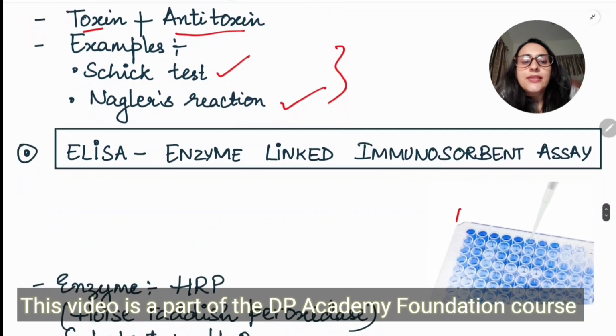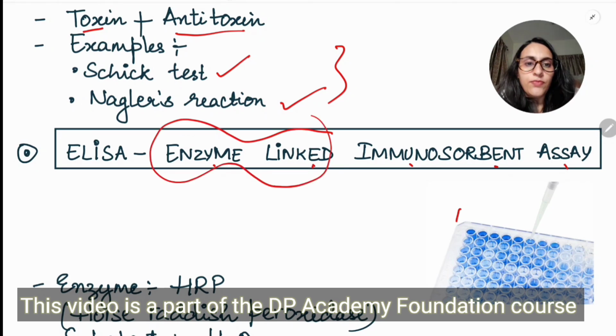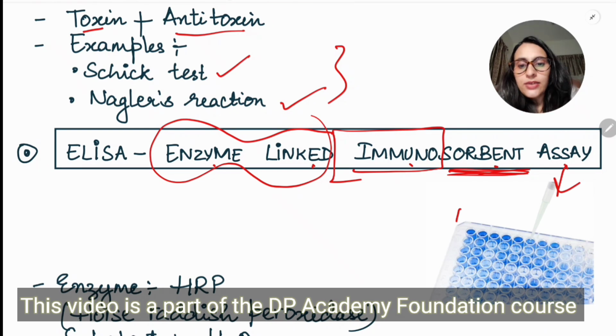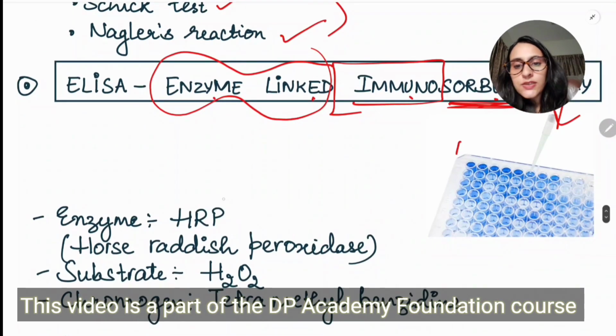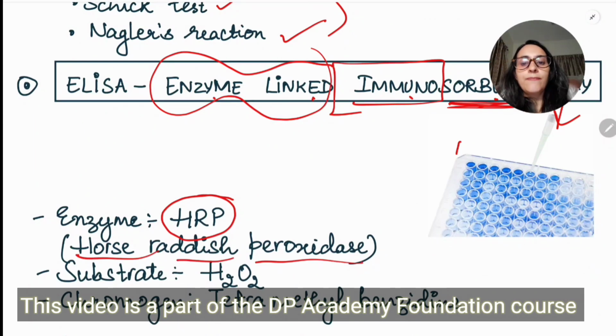Coming to a very important test, that is ELISA, enzyme-linked immunosorbent assay. As the name suggests, there is going to be linking of some enzyme. It is going to be an antigen-antibody reaction. Immuno is there. Sorbent means it is going to absorb. Assay is a test. So it is an enzyme-linked test, right? Which is the enzyme that is linked to this? It is HRP, that is horseradish peroxidase. This is ELISA, that is enzyme-linked immunosorbent assay.